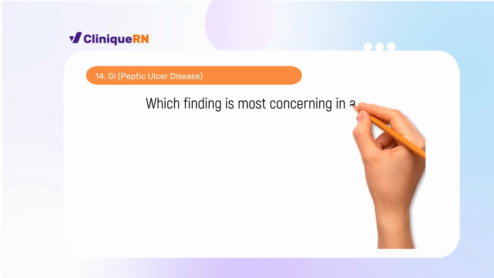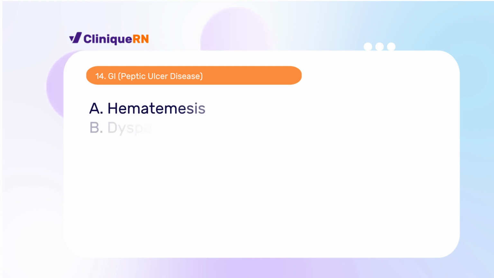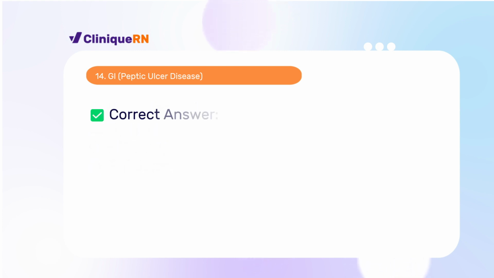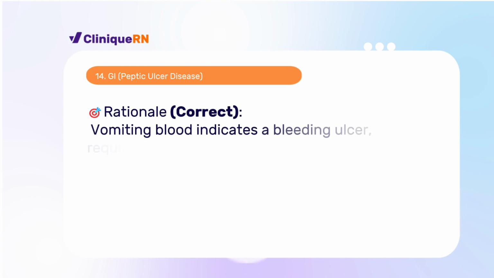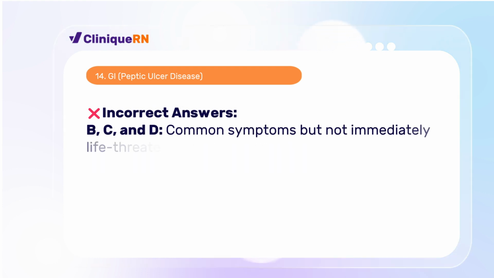14. GI, peptic ulcer disease. Question: which finding is most concerning in a patient with peptic ulcer disease? A. Hematemesis, B. Dyspepsia, C. Bloating, D. Belching. Correct answer. A. Hematemesis. Rationale. Correct. Vomiting blood indicates a bleeding ulcer requiring immediate intervention. Incorrect. B, C, and D. Common symptoms but not immediately life-threatening.